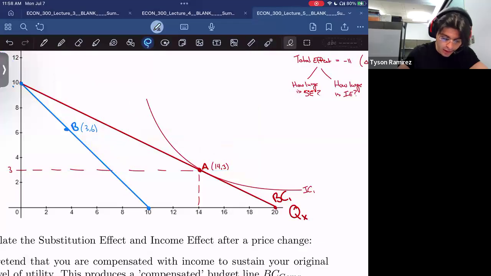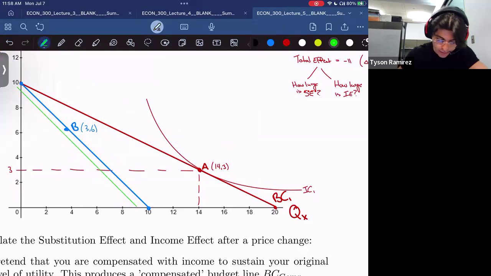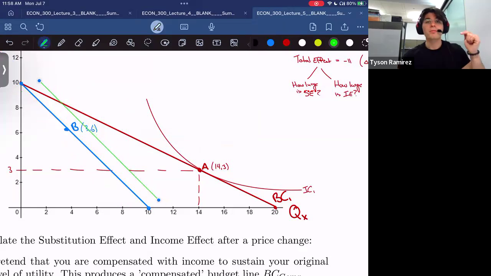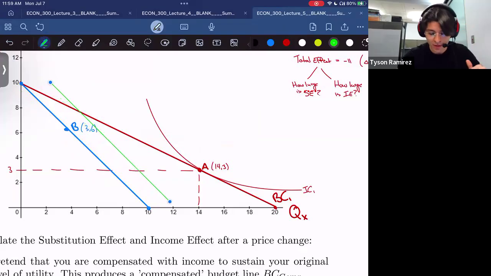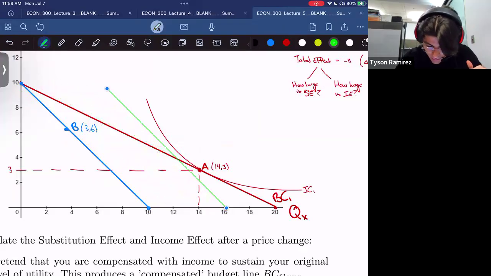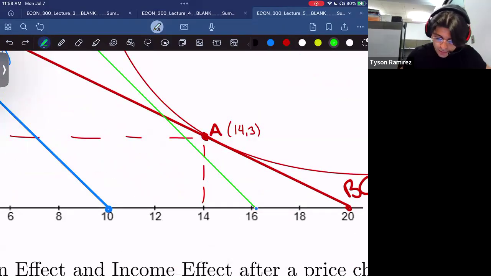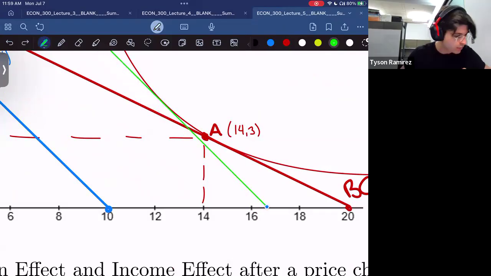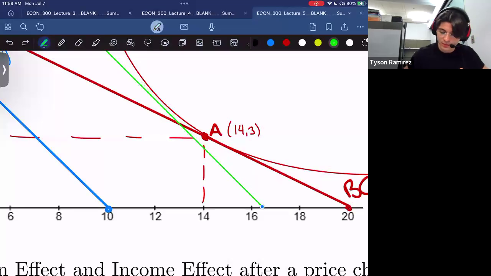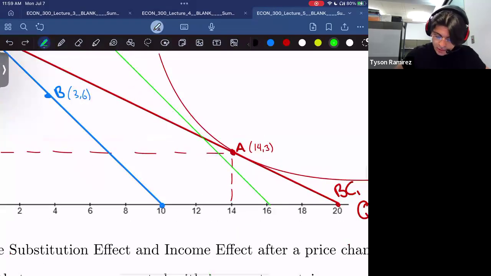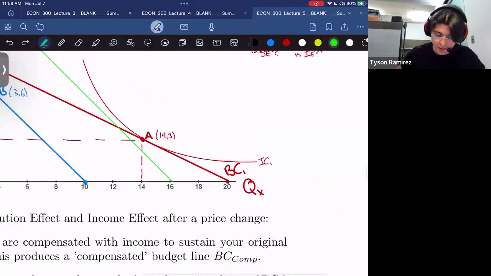All right, what this does, if we were to draw, there we go, a nice parallel line. Remember, increasing income just causes a parallel shift of the budget line. So what this does is it shifts the budget line outward, and we find what is the new point. What is the new point at which this budget line is tangent to our indifference curve?